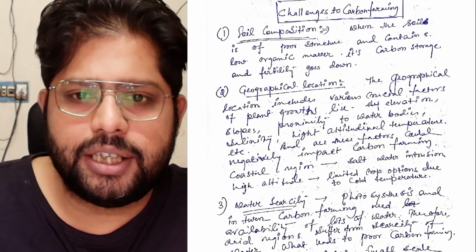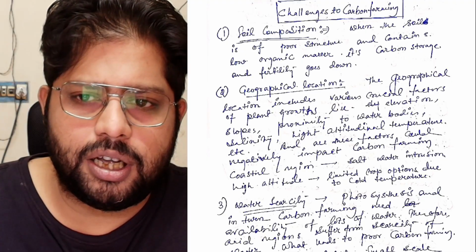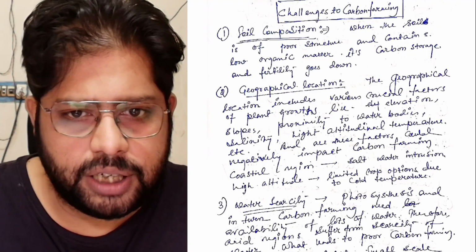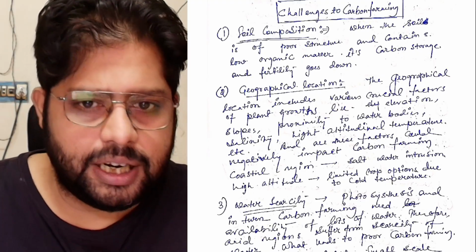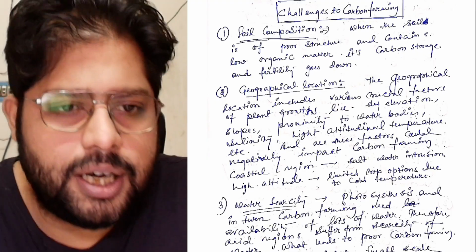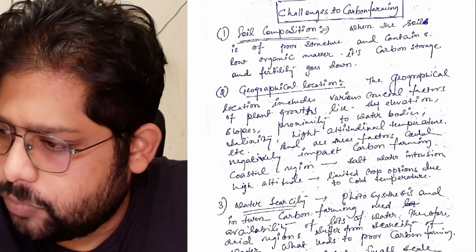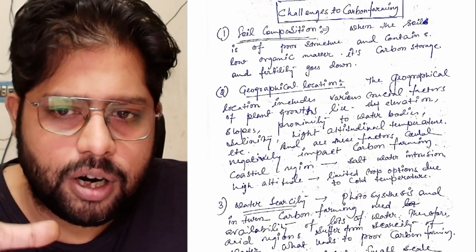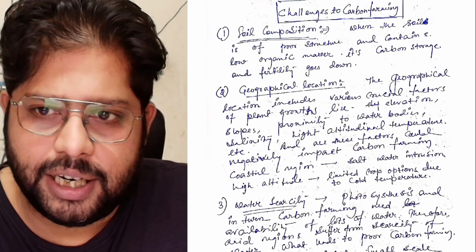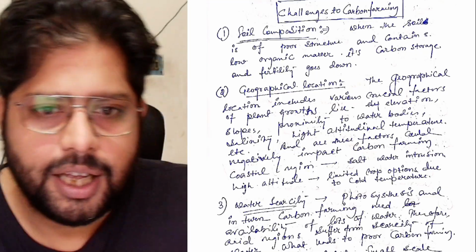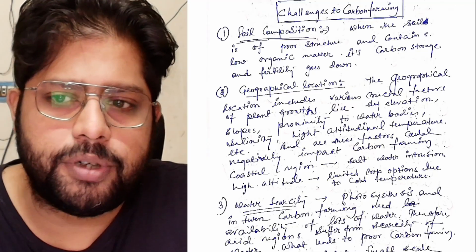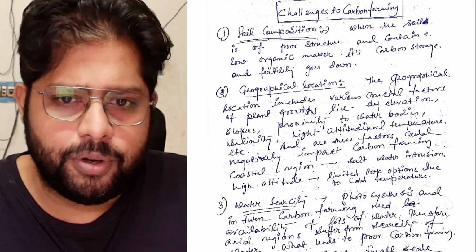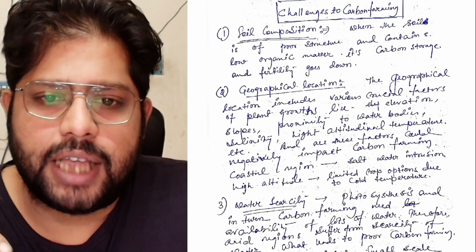Now the second challenge is geographical location. Geographical location can be understood from various aspects, like crucial factors of plant growth such as elevation, which are important parameters to identify a particular geographical location. Geographical location includes a lot of things like elevation, slopes of the land. I mean, what is the height of that land, and the proximity to water bodies. I mean, how close it is to a particular water body. These are important, because salinity. Okay, salinity is also important.